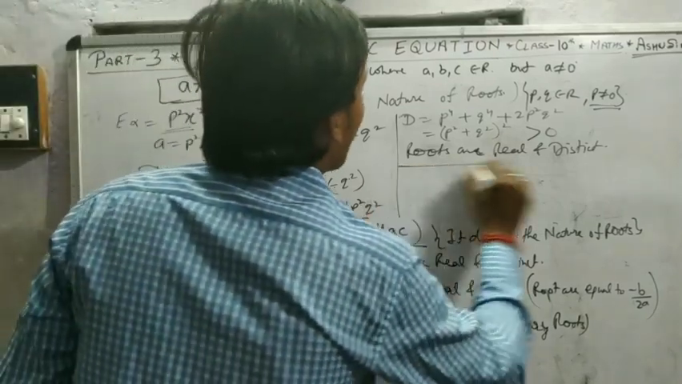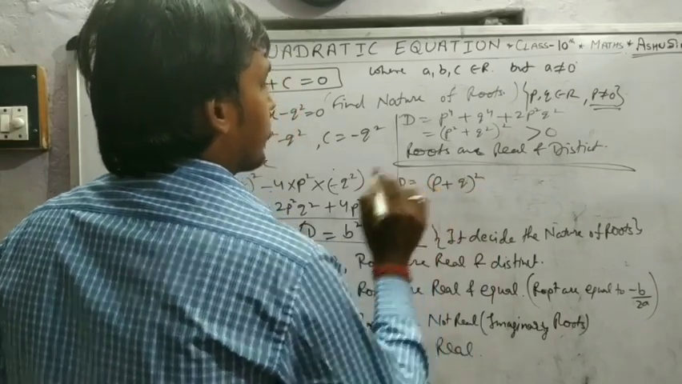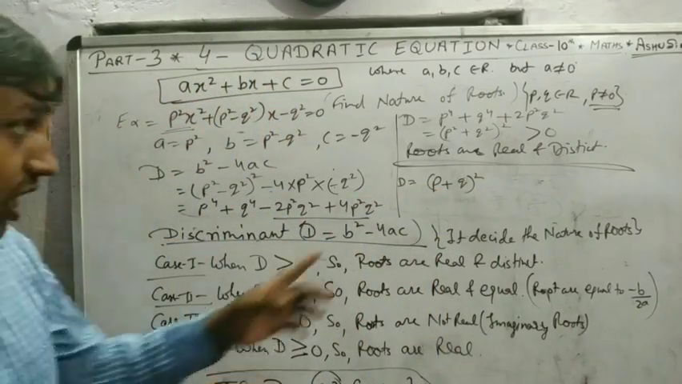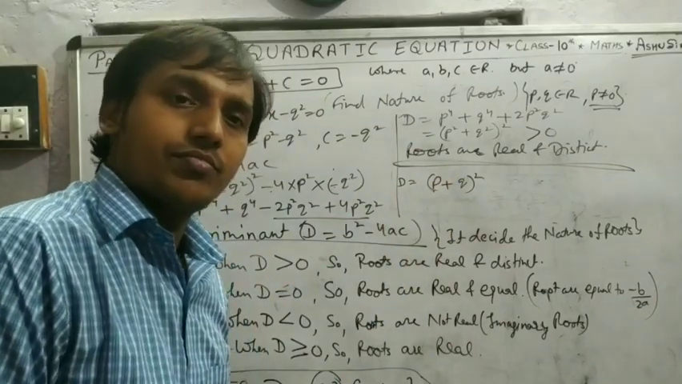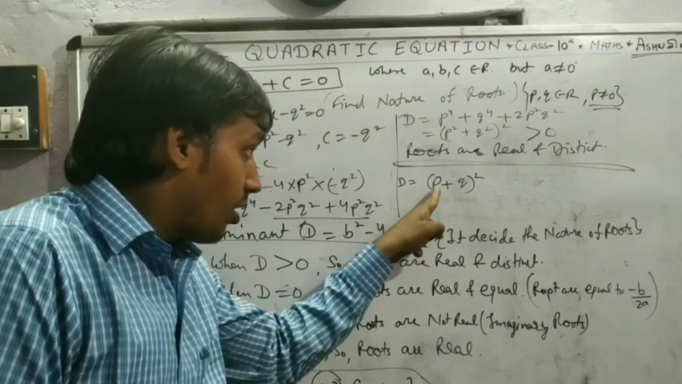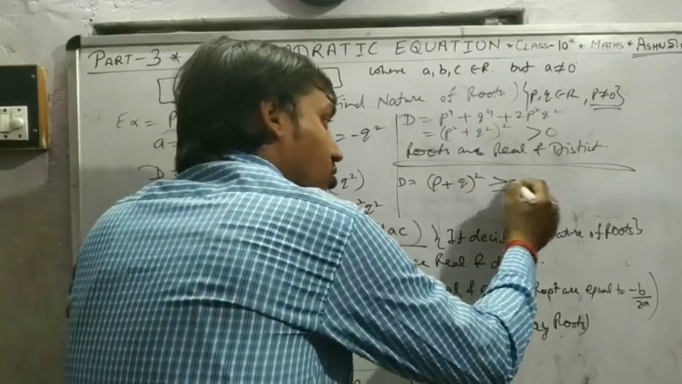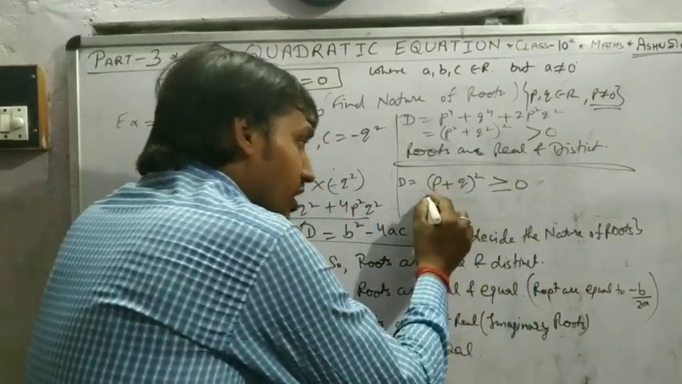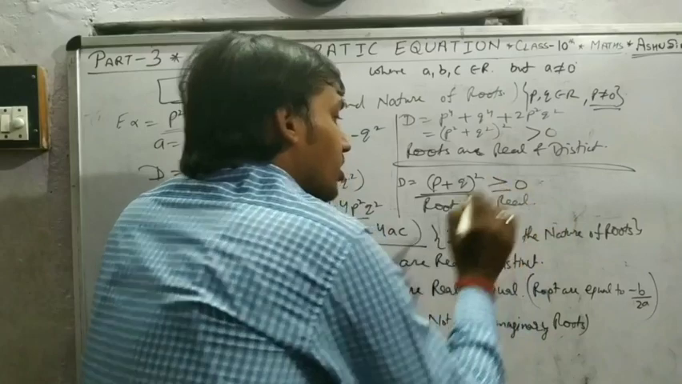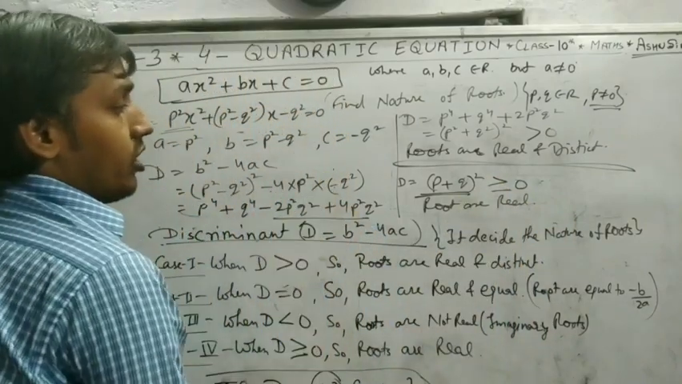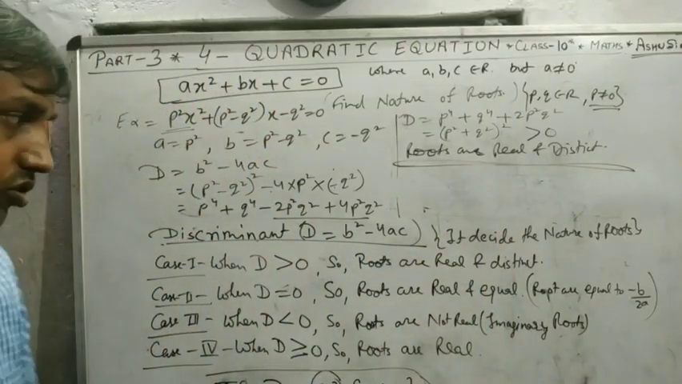But suppose something like this had come, where p can't be equal to 0. Suppose p is 1 and q is minus 1. So plus or minus 1, square, is 0. That means it can be 0 or greater than 0. So you can say if D is this, roots are real. But in your question that is not the case, so you cannot say so. Pause the video, note down.